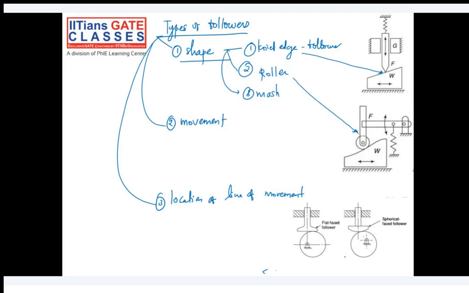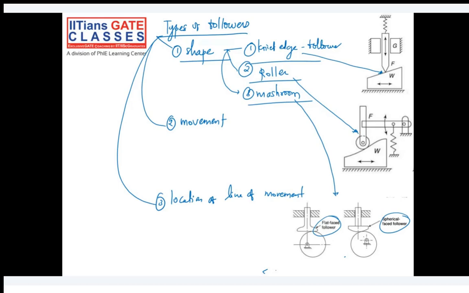Mushroom follower. Okay, we also have figures for it. In case of mushroom follower, you can either have a flat face mushroom follower or a spherical face mushroom follower. Why? What is the difference between them? If we keep a flat face mushroom follower, there is a chance that in between this face of the follower and the cam, we have a significant contact and can have high surface stresses and wear.